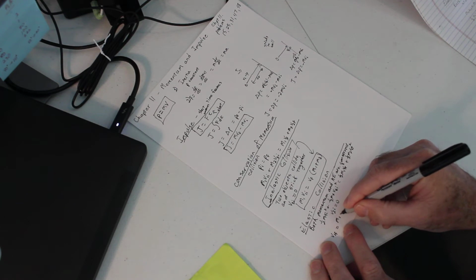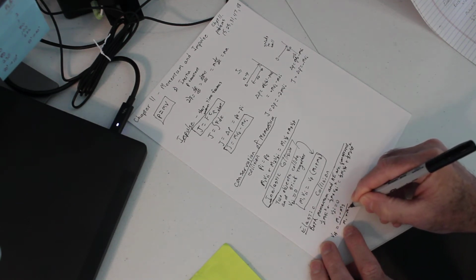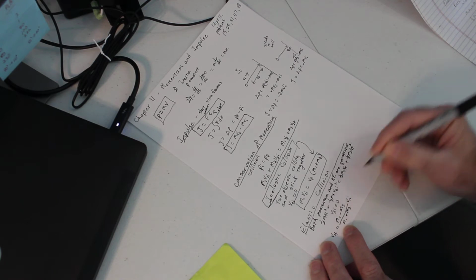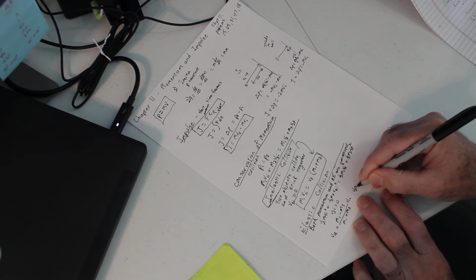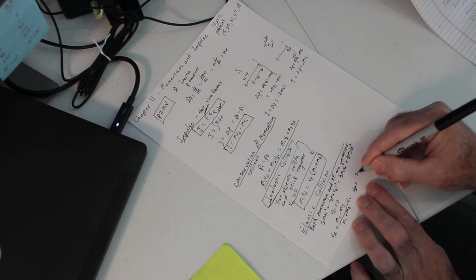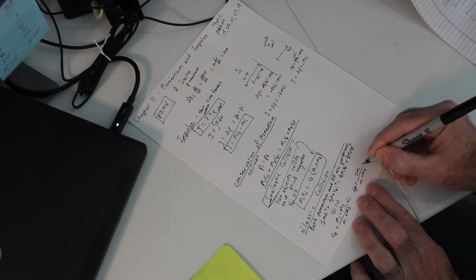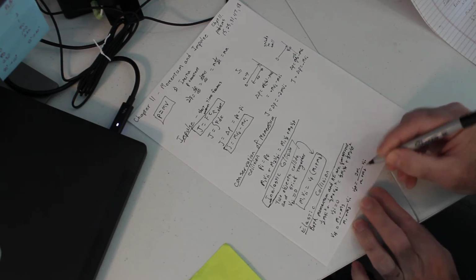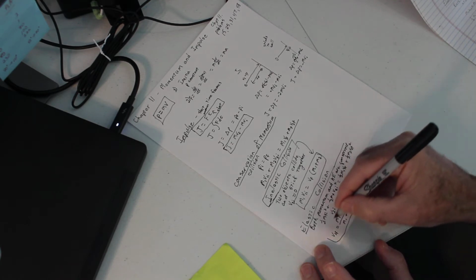This one is V1 final is equal to (M1 minus M2) over (M1 plus M2) times V1 initial. And then this is V2 final is equal to 2M1 over (M1 plus M2) times V1 initial. Okay, so make sure you know those two equations.